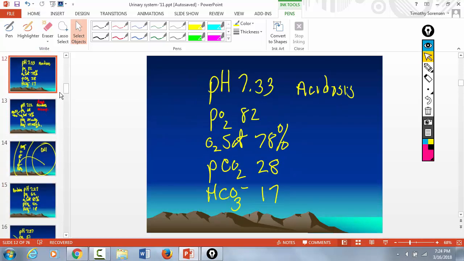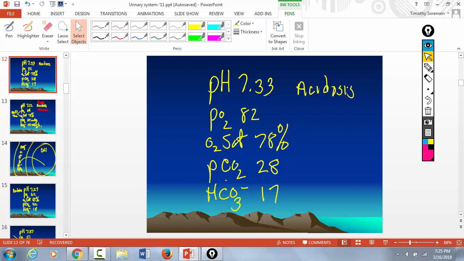Where is it? There. Is the CO2 lower than normal? Yes. But the pH is still acidic. So this is a partially compensated metabolic acidosis. Yes or no?